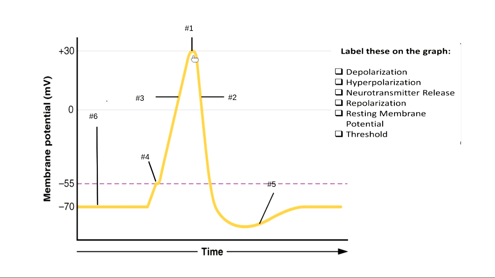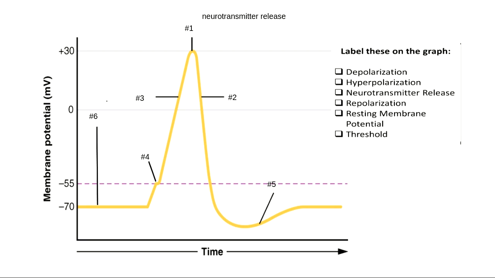So there are two things we could label this one. On the graph, the way I ask you to label it, we called this neurotransmitter release. But the other thing I told you that we say is true about this neuron is that when my neuron's at positive 30, the neuron is completely depolarized. Exactly. It's completely depolarized. The process of depolarization is happening over here.